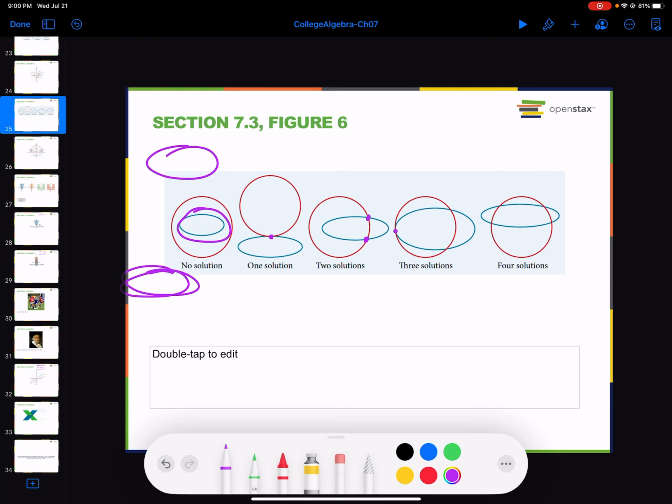You could also have a situation where you end up with 3 points like this, where one is tangent and the other two are just completely intersecting the circumference of the circle. And then you have 4 solutions, where your ellipse and your circle completely overlap each other at all 4 points.